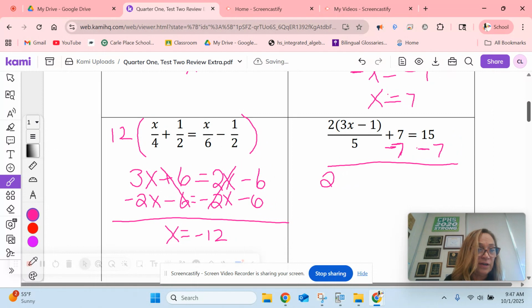That is not an eraser. All right, I'm going to just cross it out. Sorry for being sloppy.